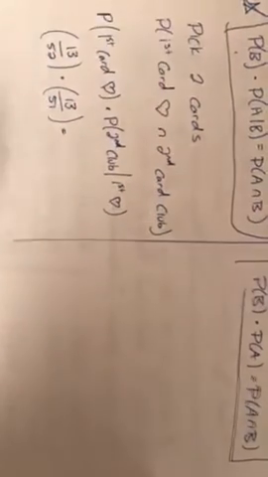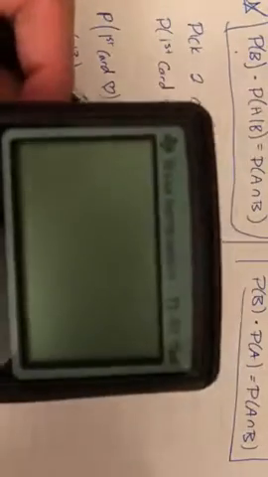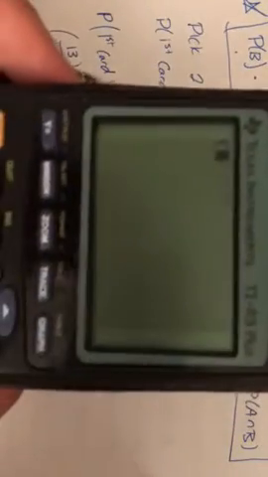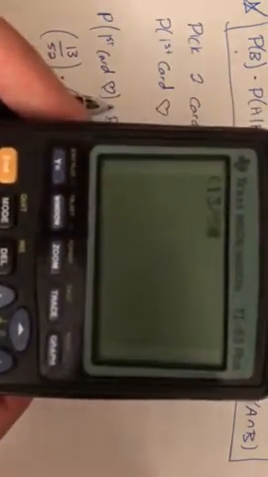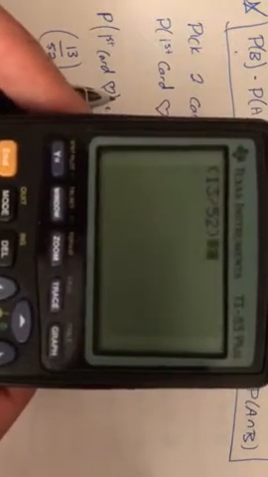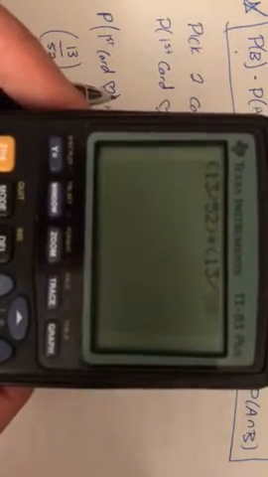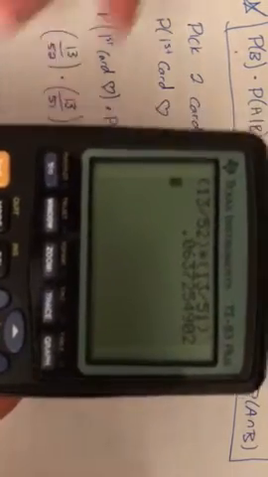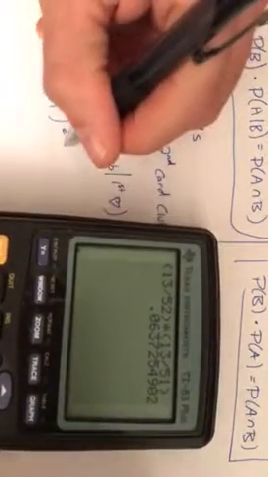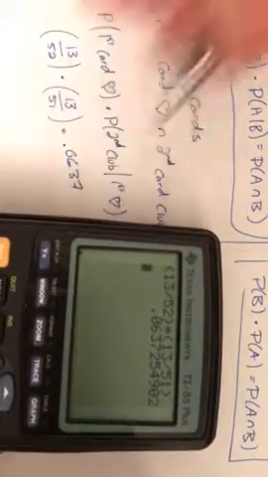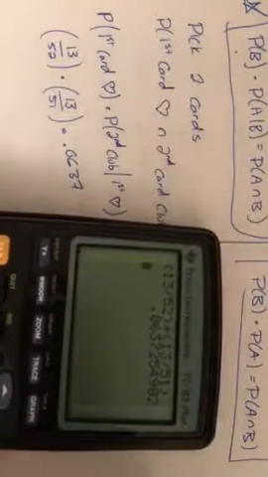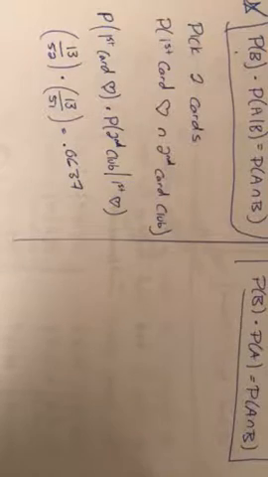So now all I have to do is multiply them. So I get my nice calculator out. All right, so it's 13 over 52, and then I multiply that by 13 over 51. And there's my probability. It's about 0.0637. So there is only actually about a 6% chance that if I pick two cards in order, the first one is a heart and then the second one is a club.